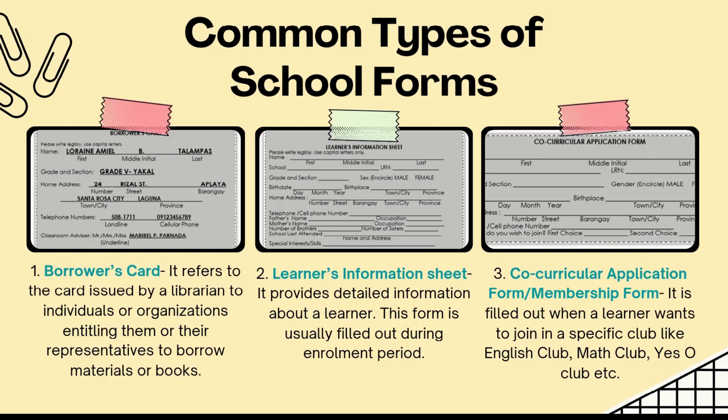And if you, a learner, want to join a club or organization like English Club, Math Club, ESO Club, and other clubs or organizations in your school, you have to fill out a co-curricular application form or membership form. It also asks for your name, grade and section, gender, birthday, birthplace, address, contact number, and you'll also need to fill out the club of your choice, your first and second choice.